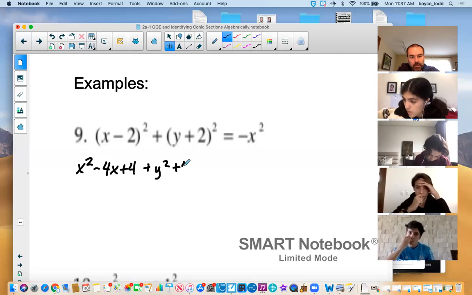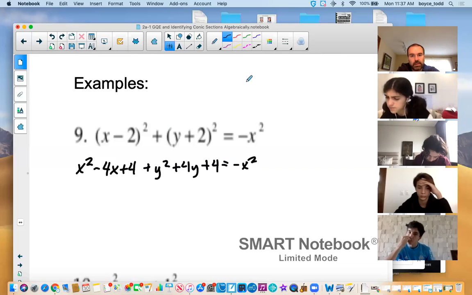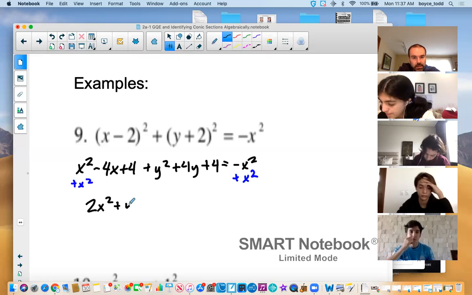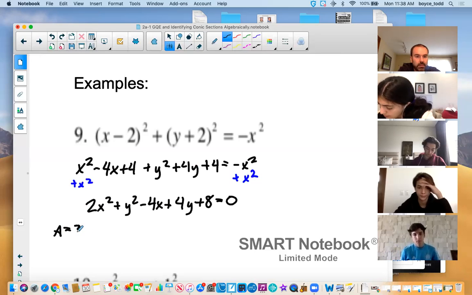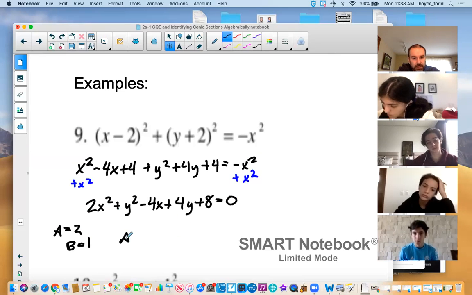And so you would get y squared plus 4y plus 4 equals negative x squared. So you would add the x squared to both sides, right? And then when I rewrite this in my general quadratic equation form, it's going to be 2x squared plus y squared minus 4x plus 4y plus 8 equals 0. Okay, so a is equal to 2, b is equal to 1, a times b is greater than 0. And because of that, I know that this is an ellipse.